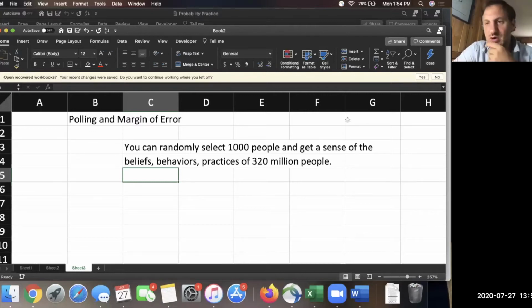But there's a way around that. And that's what the people who do this work have to figure out: how to get a good, true, random, representative sample of the population in order to get that.